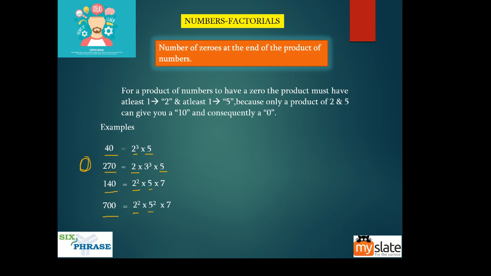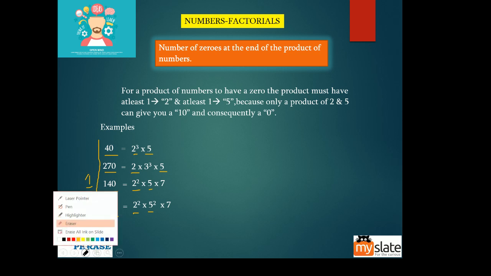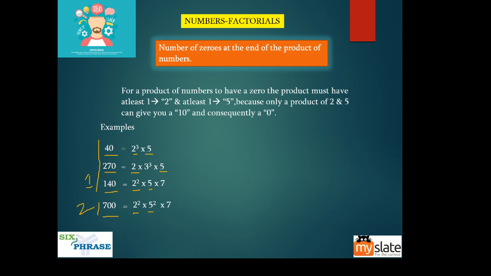Did you notice one thing? In the first three cases, how many zeros are there? 1 zero. But in this case, how many zeros are there? 2 zeros. Right, guys? I told you the zeros depend on 2 and 5, that we established here. You have 1 zero in each of these three numbers, and you can see the corresponding 2's and 5's here. That is why we have zeros.